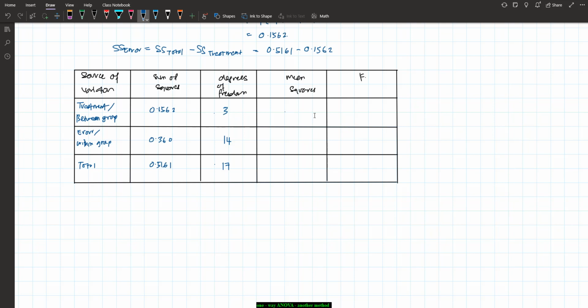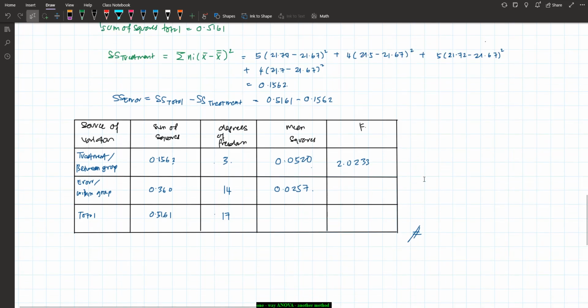To get the mean square treatment, 0.162 divided by 3, this is 0.0520. The second one is 0.36 divided by 14, which is 0.0257. To get the F value, mean square treatment divided by mean square error, so this is 2.0233. This is how we use the second formula to construct the ANOVA table.